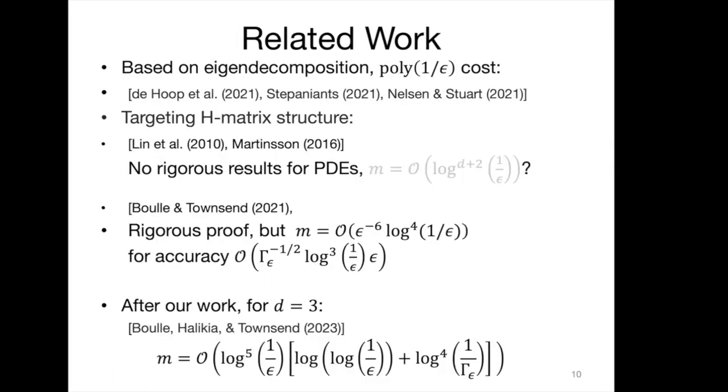And so there has been a lot of related work. I guess the first thing one can do is to do things based on eigendecompositions, right? There was this work by de Hoop, Kovachki, Nelsen, and Stuart that does eigendecomposition-based methods, but because the eigenfunctions of the solution operators decay only polynomially, to get a given target accuracy, one needs a polynomial in the target accuracy number of matrix vector products.